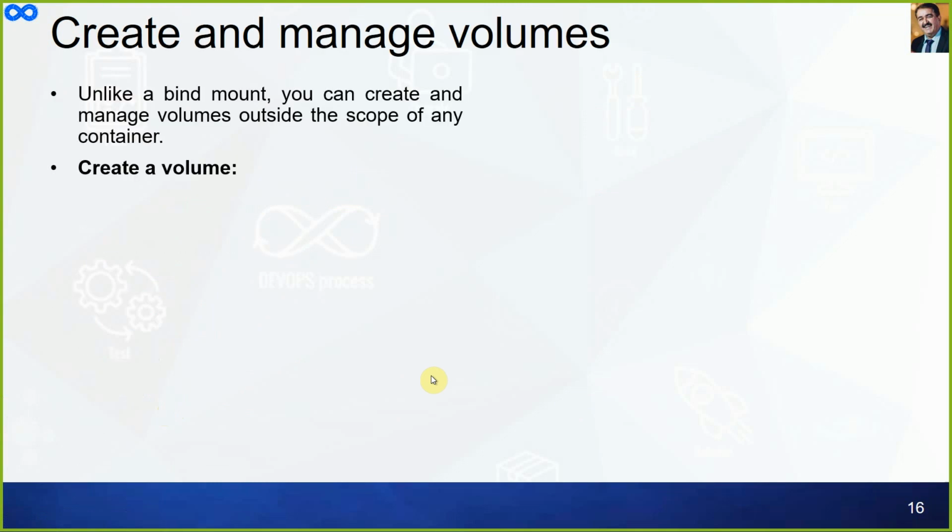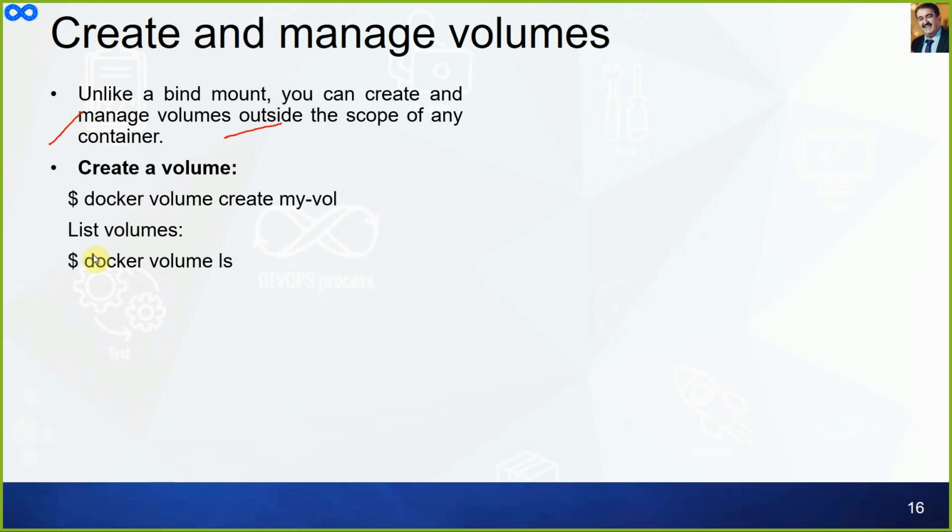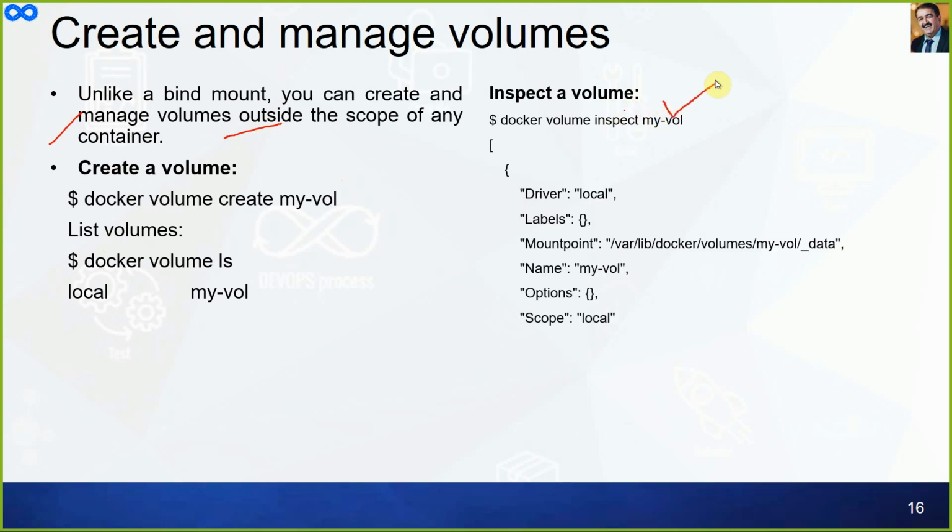Managing volumes can be easy, like the external storage I was talking about. Unlike bind mounts, you can create and manage volumes outside the scope of any container with the command docker volume create myvolume. So it will create the volume. To list the volumes, you can use docker volume ls. To inspect a volume, you can use docker volume inspect and the volume name. So this will display the complete details about the volume. And to remove a volume, you can use docker volume rm.